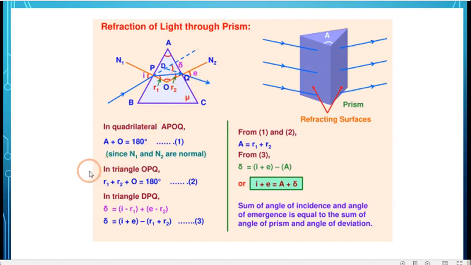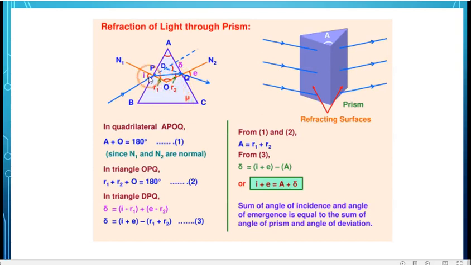Now look at this diagram. It's a quadrilateral APOQ. In this, the opposite angles have summation 180 degrees. We know this. So A plus O is equal to 180 degrees. N1 and N2 both are normals. Now in triangle OPQ, the three angles sum to 180 degrees. So you can write R1 plus R2 plus O is 180 degrees. In triangle DPQ, look, this is 90 degrees. If this is R1, the remaining part is 90 minus R1. If this is R2, then the remaining part is 90 minus R2.